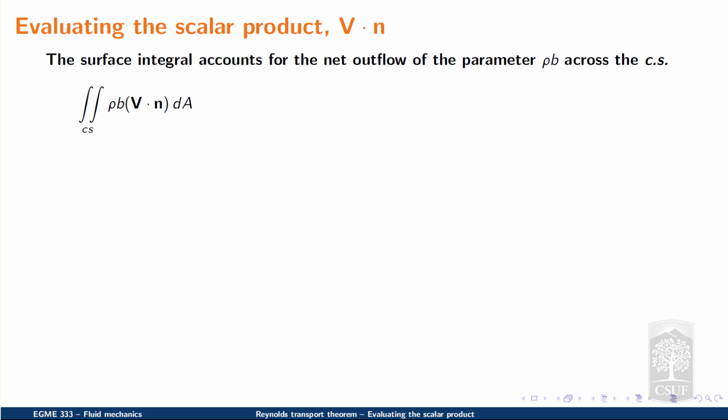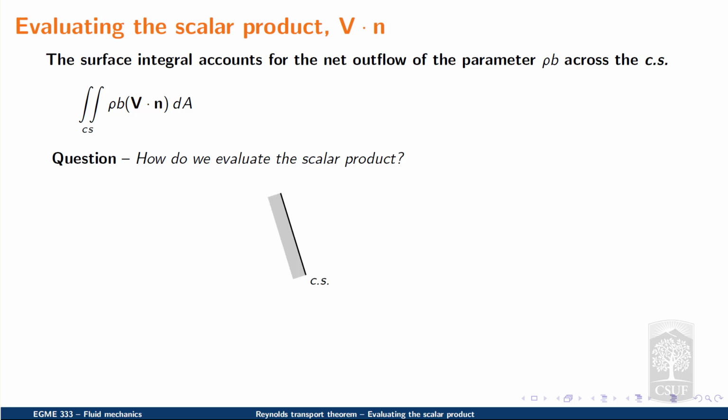When we look at the Reynolds Transport Theorem, it contains a surface integral in its expression that accounts for the net outflow of the parameter rho lowercase b across the control surface. So the question then becomes, how do we evaluate this scalar product, v dot n?